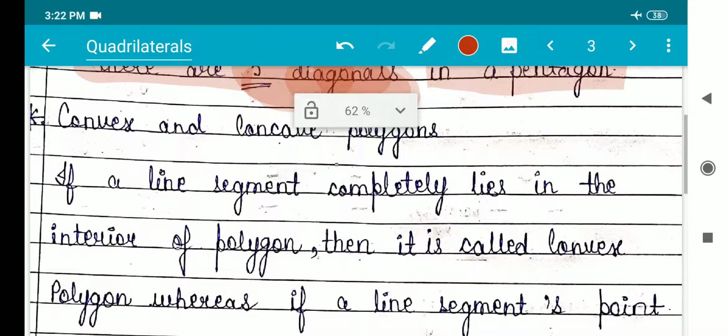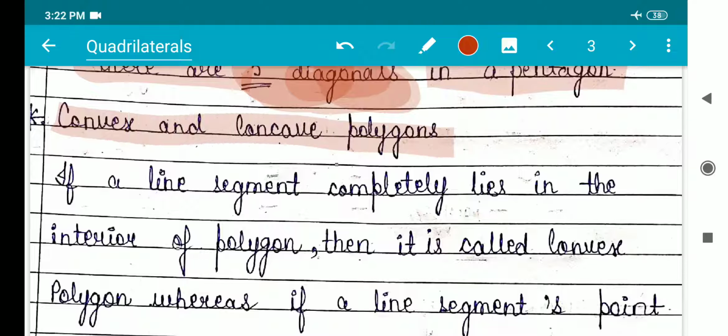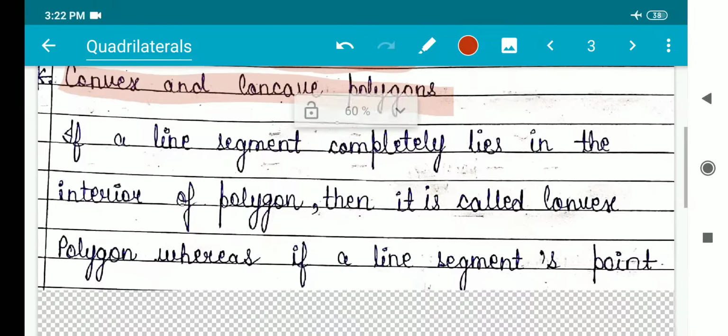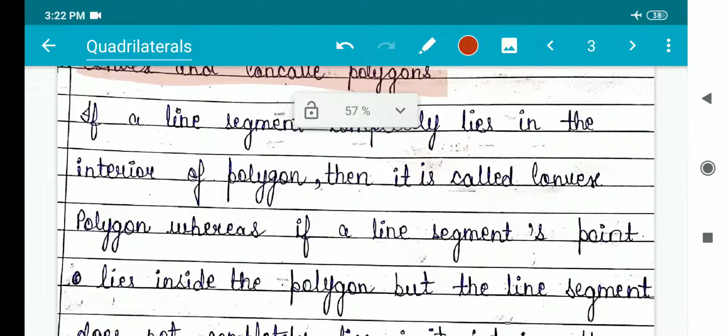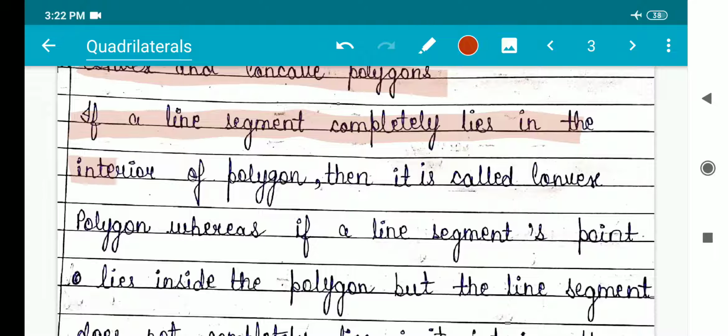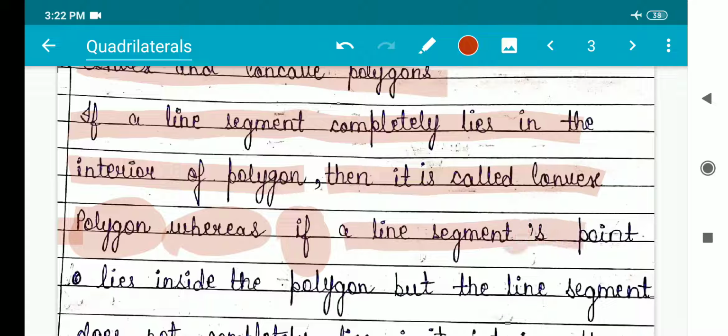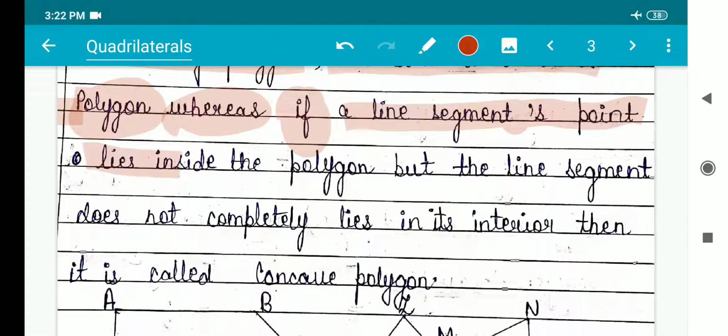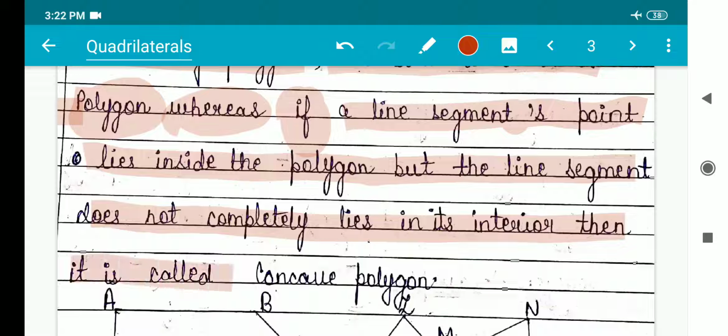So another topic is convex and concave polygons. What is a convex and concave polygon? If a line segment completely lies in the interior of a polygon, then it is called a convex polygon. Whereas if a line segment's two points lie inside the polygon, but the line segment does not completely lie in the interior, then it is called a concave polygon.